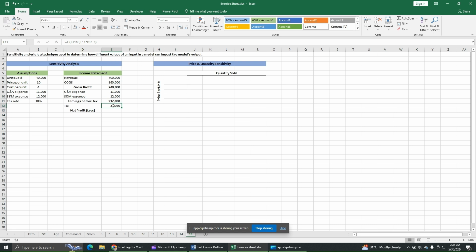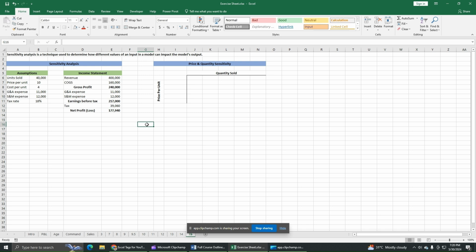E11 means this value. If this value is greater than 0, that is a positive number, in that case this value should be multiplied by this percentage, comma, else here we have to give tax of 0. And to get net profit, this one minus this one. So we have got the net profit.